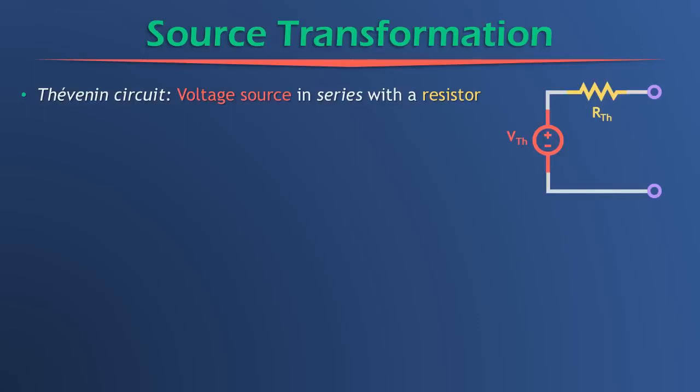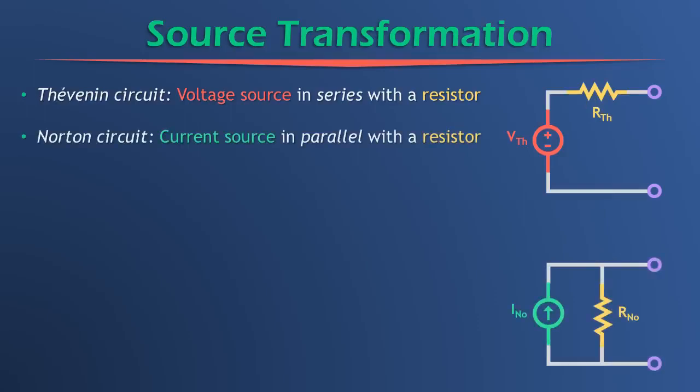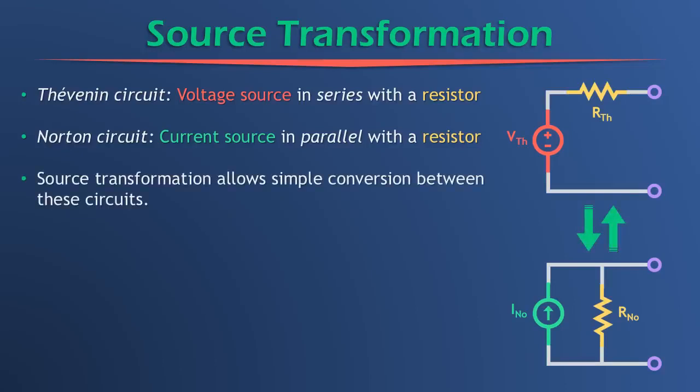And the second thing is a Norton circuit. And a Norton circuit takes on this form. It's a current source in parallel with a resistor. And so this slide is titled Source Transformation. So what's that? Well, source transformation is a method that allows us to easily convert between these two types of circuits. So that means if I have a Thevenin circuit, I can create a Norton circuit which will behave identically in a circuit.